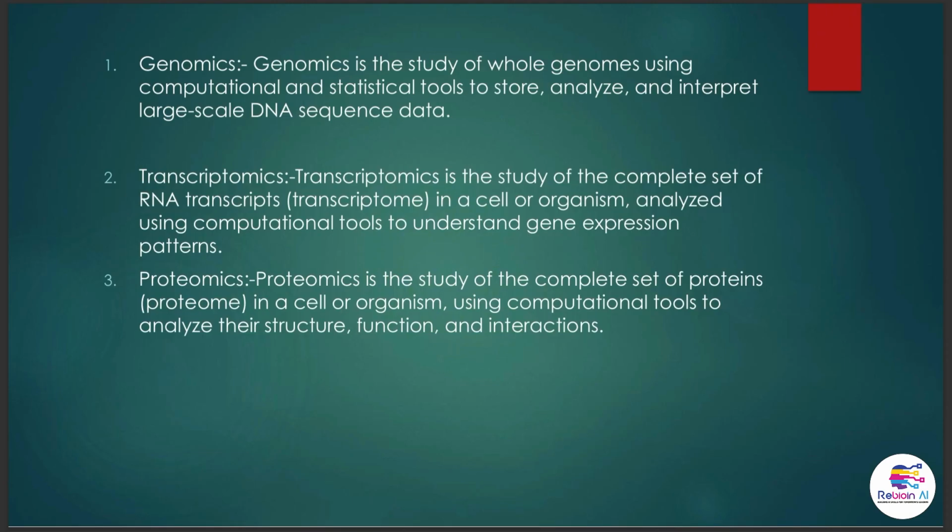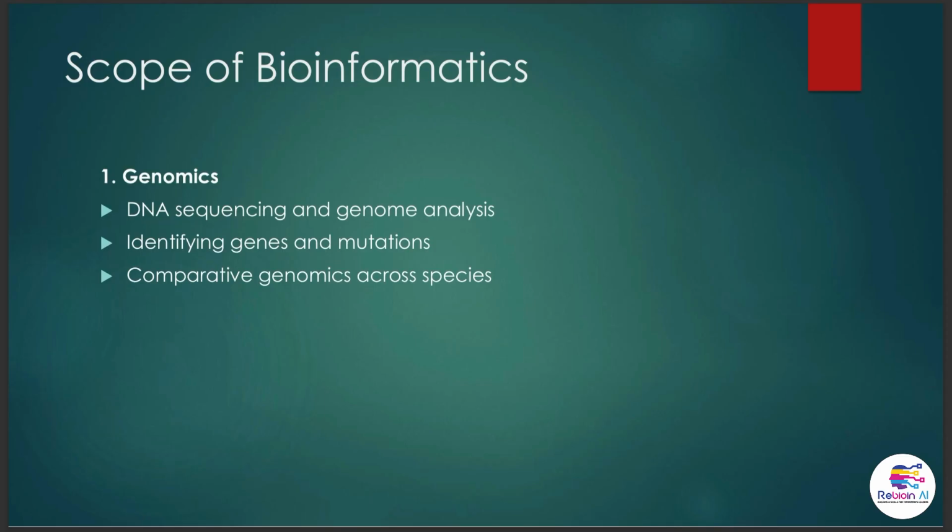Proteomics is a study of the complete set of proteins or proteomes in a cell or organism using computational tools to analyze their structure, function, and interactions. Now let's look at the scope of bioinformatics. First, genomics. In genomics, bioinformatics helps us to study the DNA sequences. It allows scientists to identify genes, understand mutations, and even compare genomes of different organisms. This has been crucial in projects like the Human Genome Project, which mapped the entire human DNA.